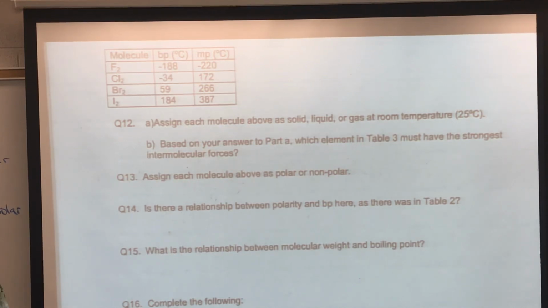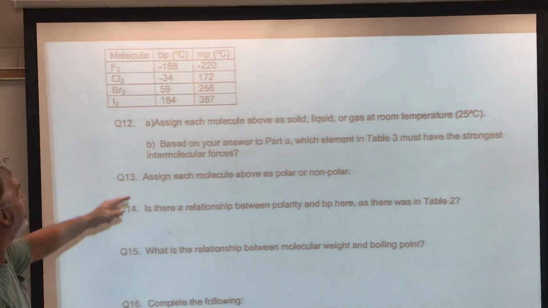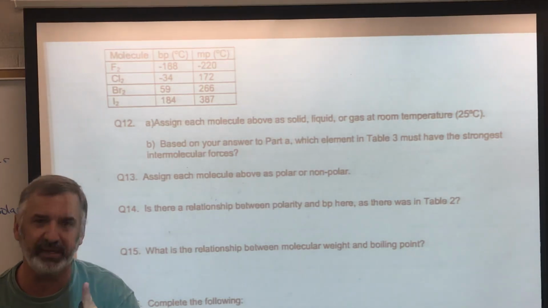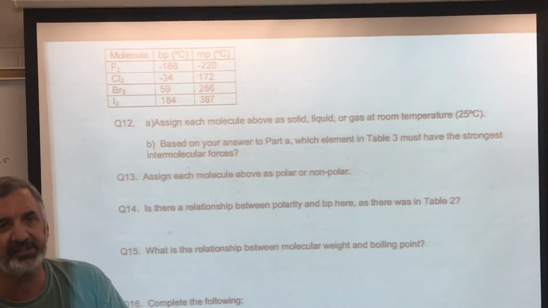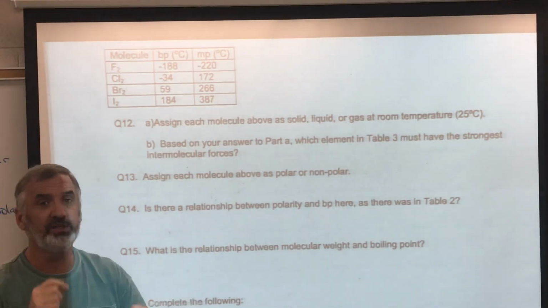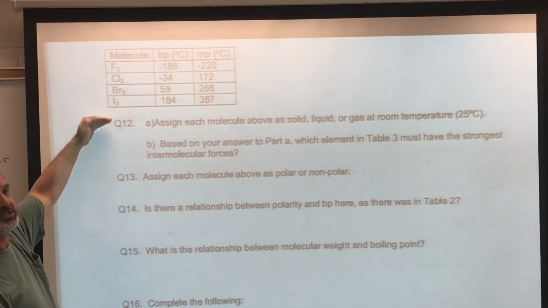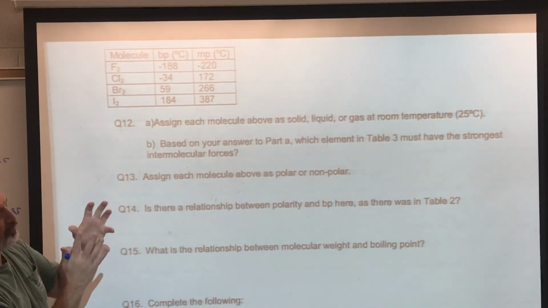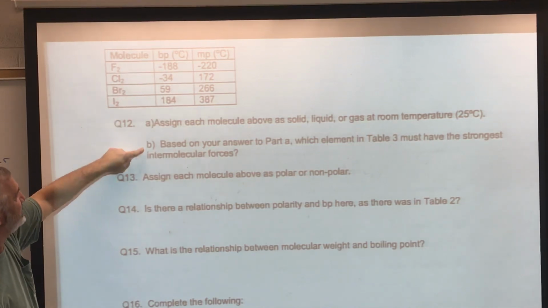Good. Second question, London forces, what do the strengths vary with? Well, it's going to be the molar mass. Let me take that back. It's not the molar mass, it's the size of the electron cloud. Bigger molecules are more polarizable, more squishable, and so as a result they have greater London forces, which are sometimes called induced dipole because they're forced to get out of whack. And so iodine has the strongest.